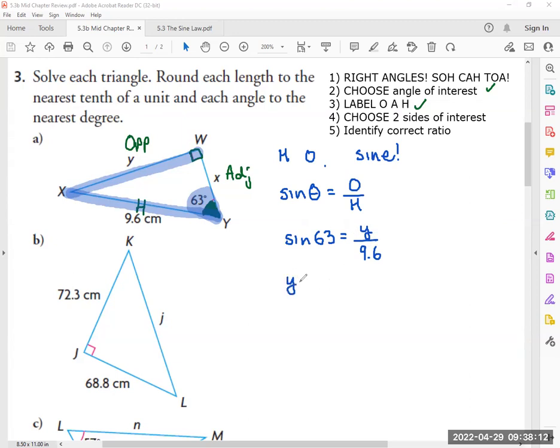So y is equal to, sorry, sine 63, rounded, 0.891 is equal to y over 9.6. Therefore, y is equal to approximately 8.554. Done.